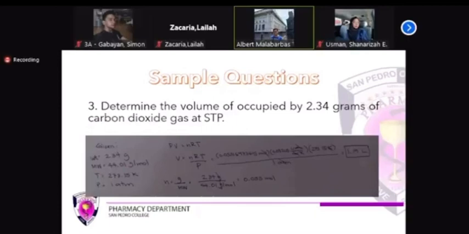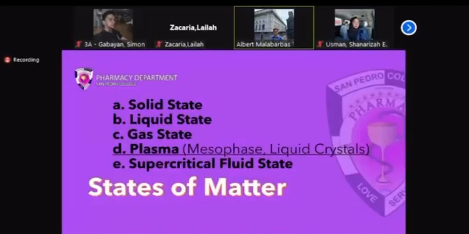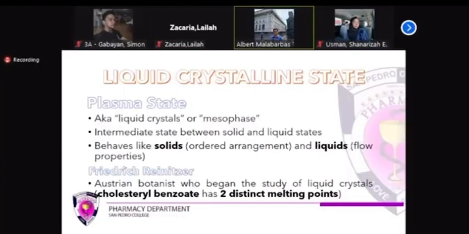Okay? Sige, next. So we are done with your gases. The next state of matter, it's a subtype of your liquid state. It's called your plasma or your mesophase or liquid crystals. So medyo short lang talaga siya. Subtopic lamang siya. So your liquid crystalline state, it's also known as your plasma state. Plasma state, also known as your liquid crystals or your mesophase.